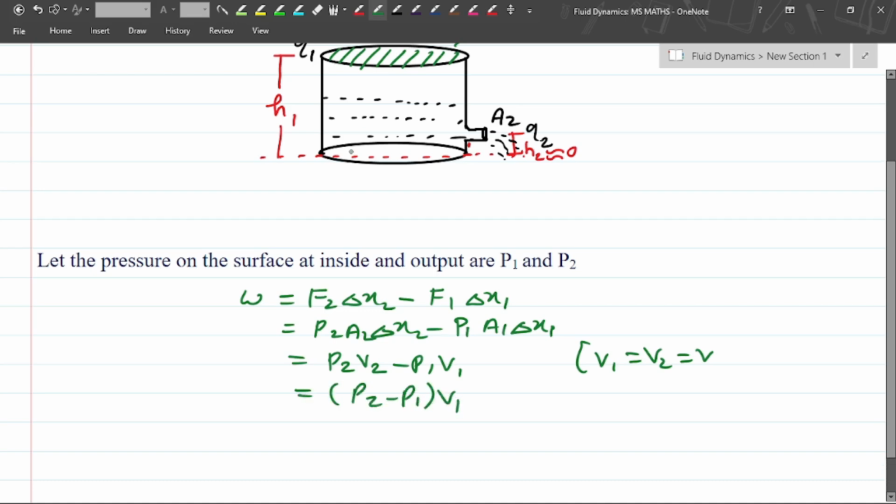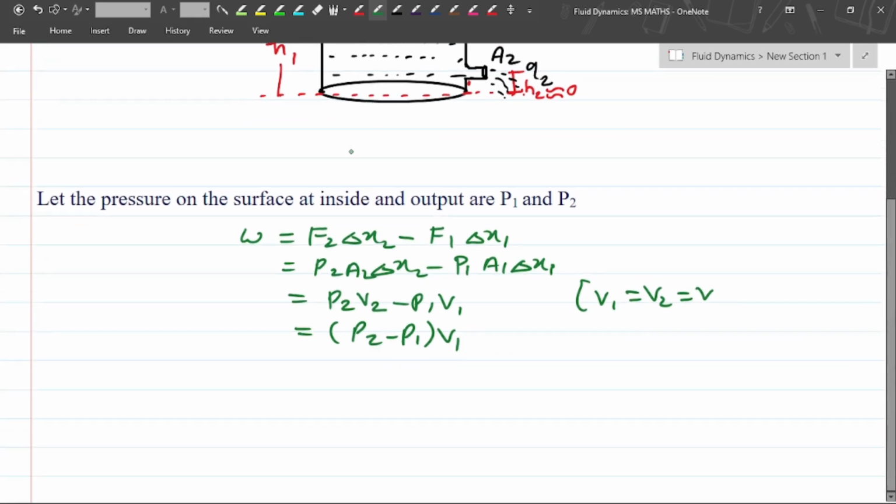Now in the previous section we wrote P1 minus P2, though it is a different thing. Work is a vector quantity in this way: if F is a vector quantity and dr, the displacement, is a vector quantity, then it represents the direction of the work. There is no effect of P2 minus P1 or P1 minus P2.